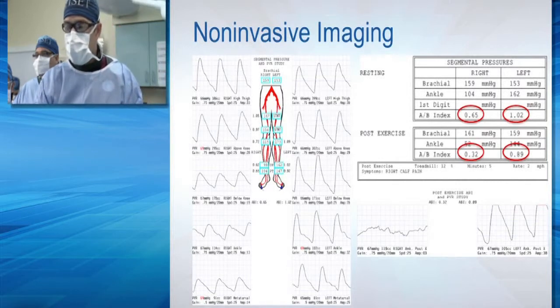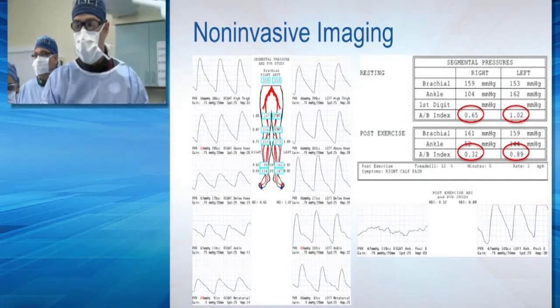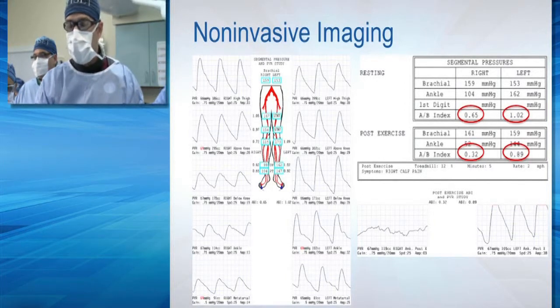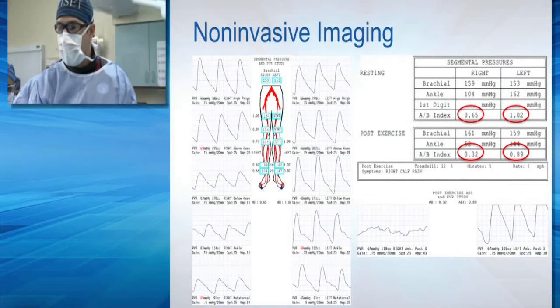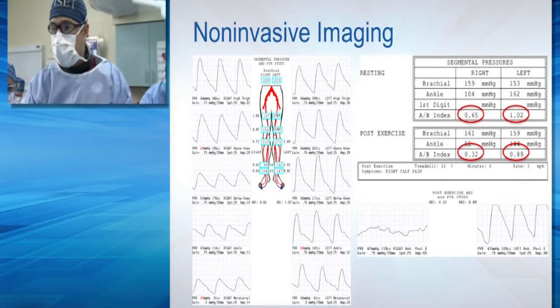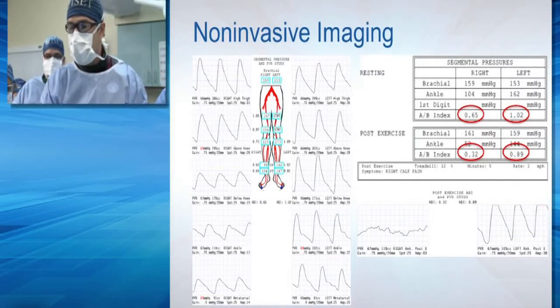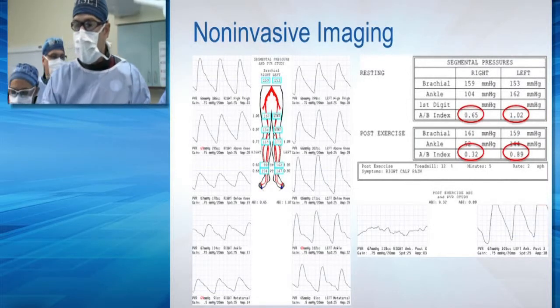Non-invasive imaging was obtained and shows no arterial insufficiency in the left lower extremity where our previous stent was placed. However, on the right, we have some dampening of the waveform below the knee, suggesting some femoral popliteal disease. This is also further characterized on our ABIs, which demonstrates significant decompensation after exercise to an ABI of 0.32. Next slide.